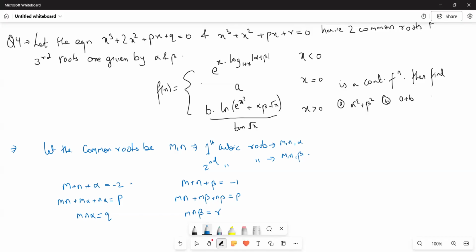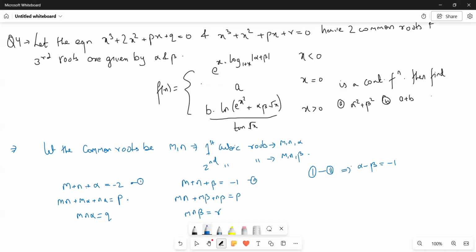Okay. Now let's say we take this as equation 1, this as equation 2, and subtract 1 minus 2. So mn cancels, we'll have alpha minus beta is -2 plus 1. Alpha minus beta is -1.